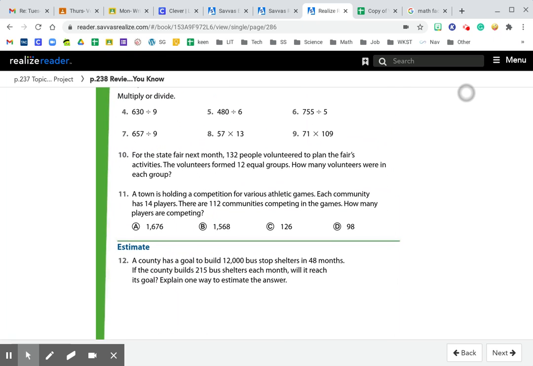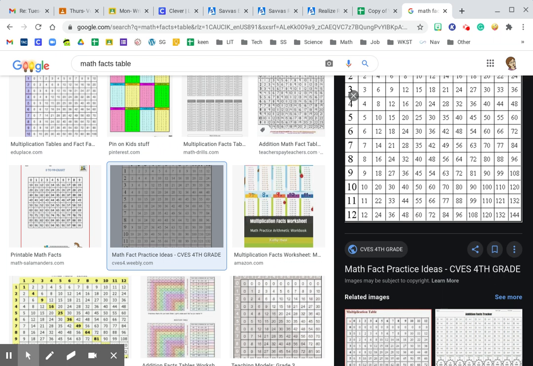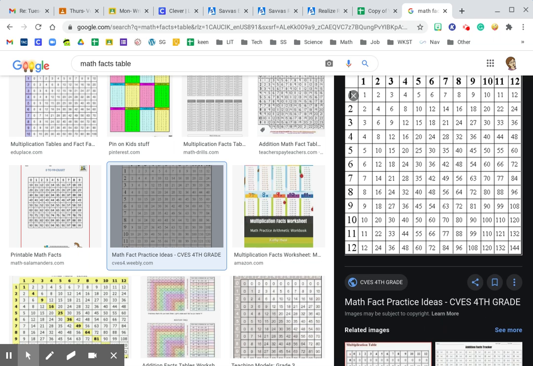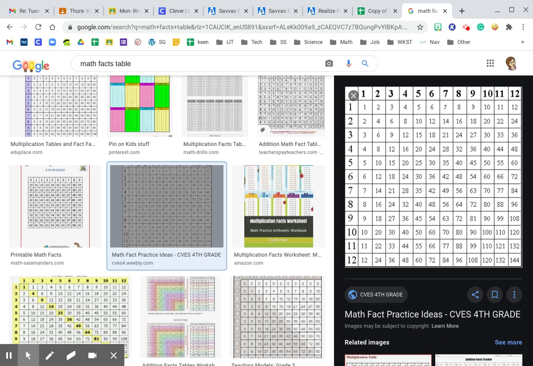So the next couple problems, we're going to actually do some dividing, so we can use facts that you already know in the fact families. 63 divided by 9. And here, if you need to go to a table, you can use a math multiplication table to help you with division. So we're looking at 9. How many times does 9 go into 63?